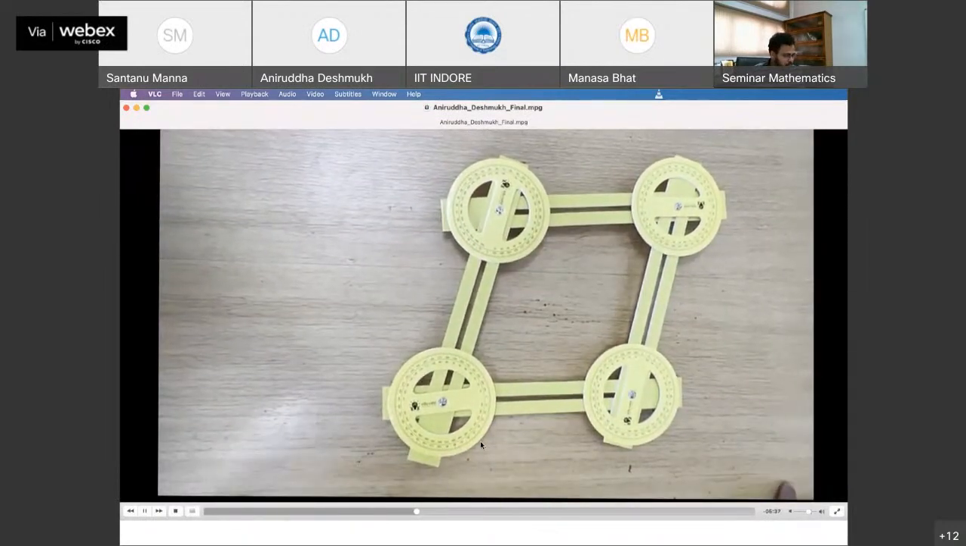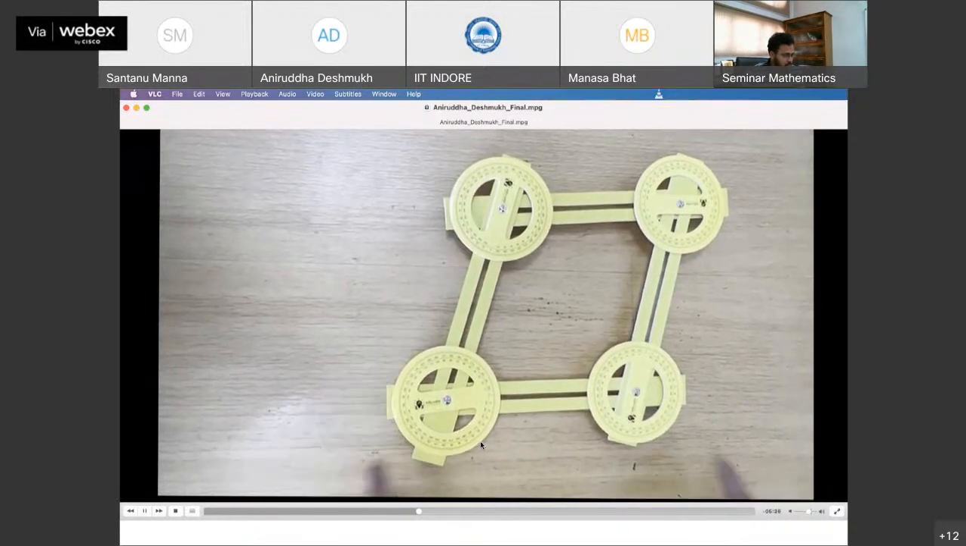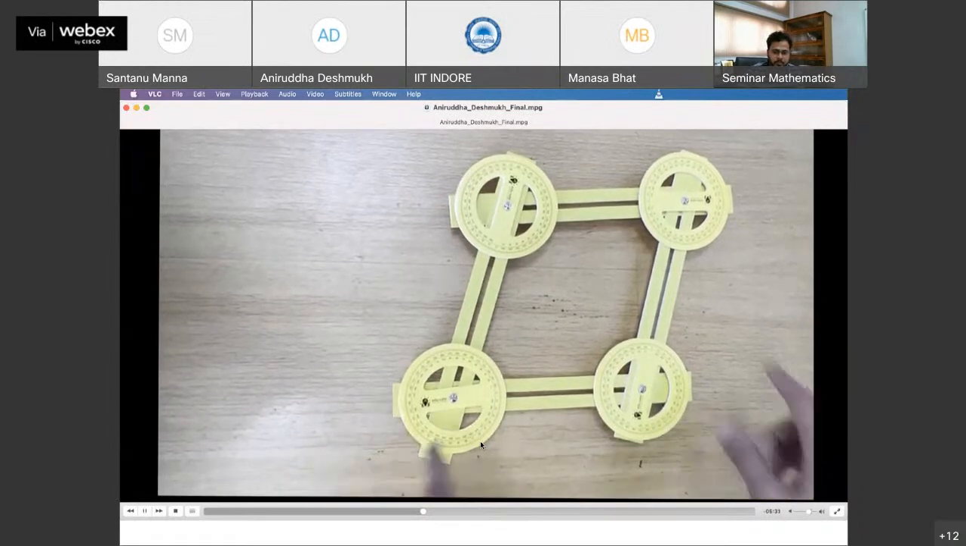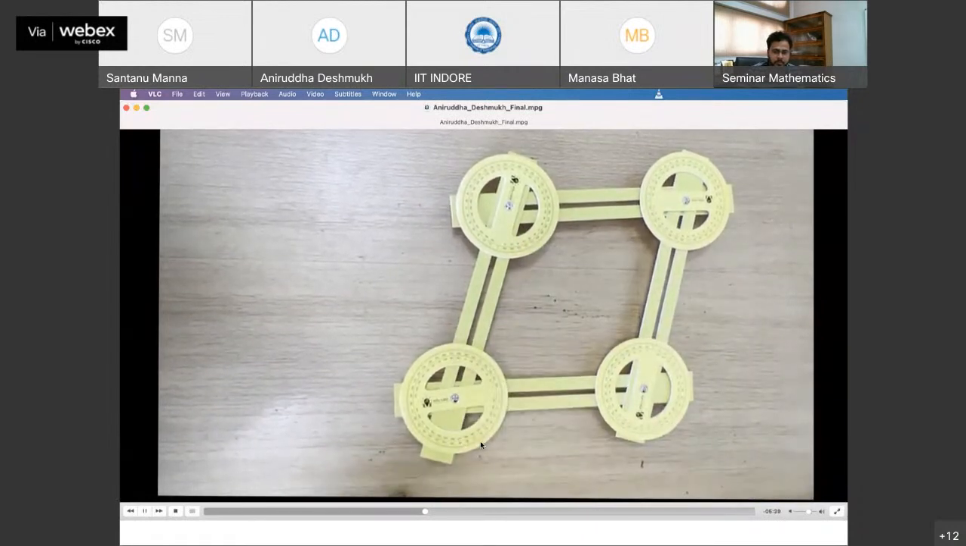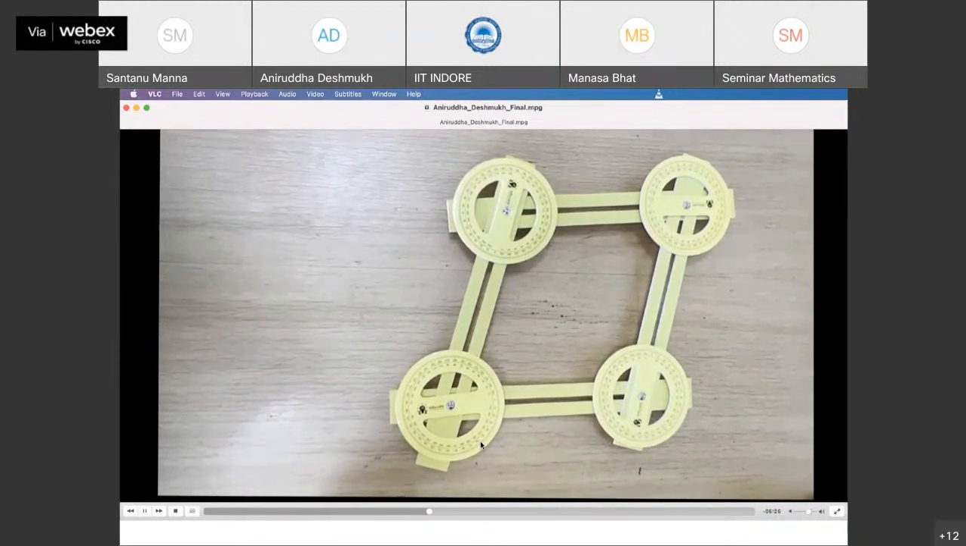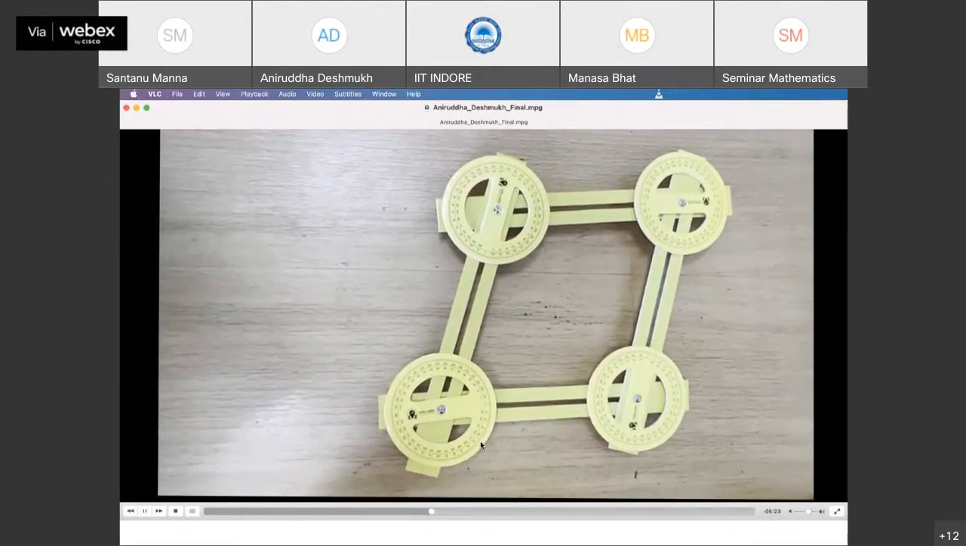So this was a special quadrilateral. It is called a parallelogram because the opposite sides are parallel. And moreover, if we see, the opposite angles are equal. So we are going to see some special properties of this parallelogram, and we'll use this to find the area of different shapes.